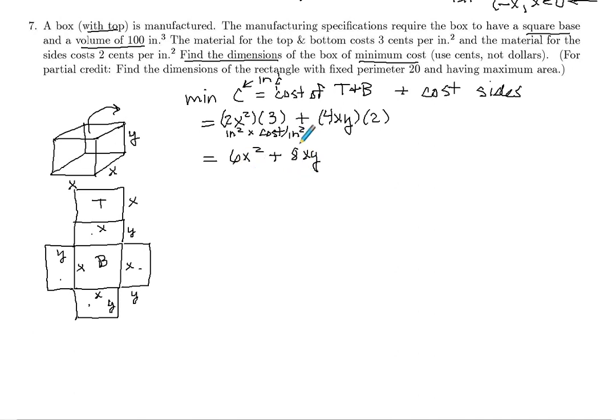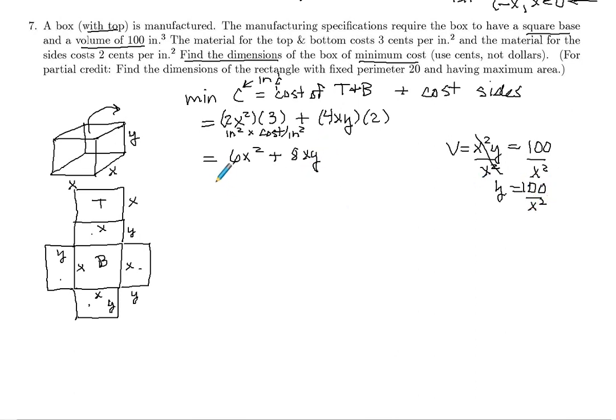And then we've got to get this down to one variable. So we've got two variables, x and y. So the other relationship that we have here is that the volume is 100 cubic inches. So we also know here that our volume, which is length times width times height, so x times x is x squared times y, that equals 100. And then here it's easier for us to get rid of the y than to get rid of the x. Okay, so why don't we solve this guy for y? Divide both sides by x squared. And we get y is 100 over x squared.